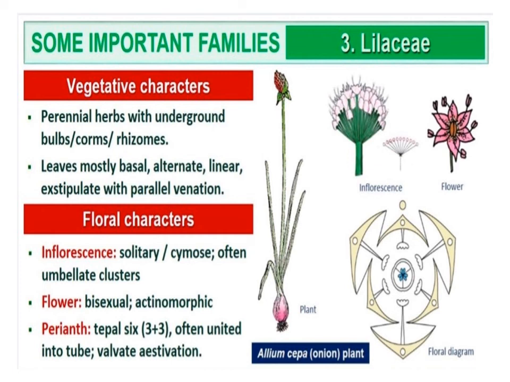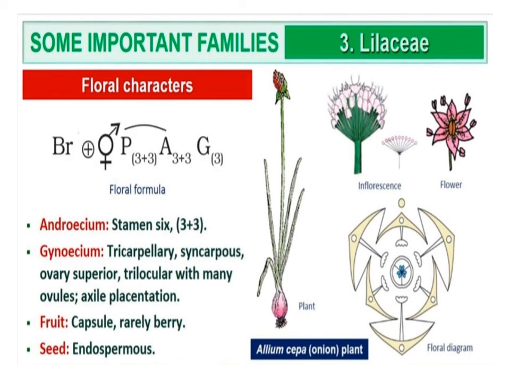Inflorescence: solitary or cymose, often umbellate cluster. Flower: actinomorphic, bisexual, hypogynous, trimerous. Perianth: tepals 6 in two whorls of 3 each, 3 plus 3, often united. Valvate aestivation. Androecium: stamens 6 in two whorls of 3 each, 3 plus 3. Epiphyllous. Gynoecium: tricarpellary, syncarpous, ovary superior, trilocular with many ovules, axile placentation.